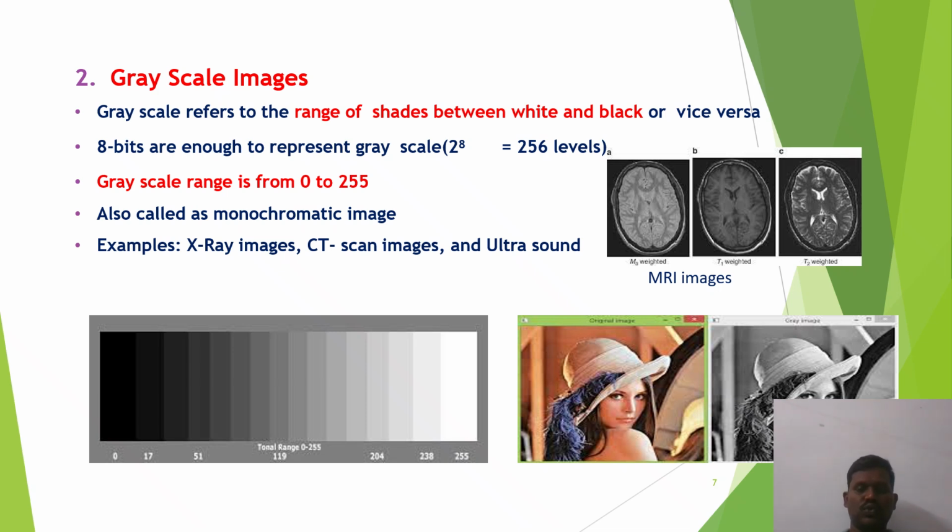This MRI image is an example of a grayscale image, as are CT scan images, ultrasound images, and X-ray images. All the biomedical images are grayscale images. And this is one color image of a lady that is going to be converted into a grayscale image.